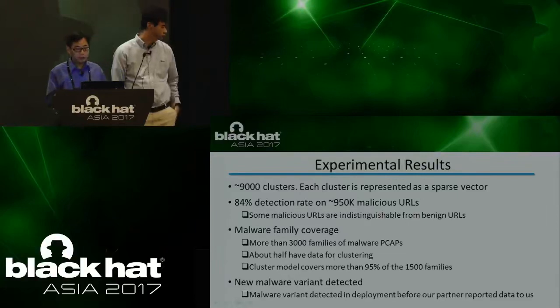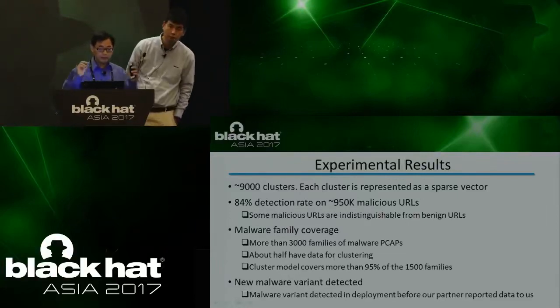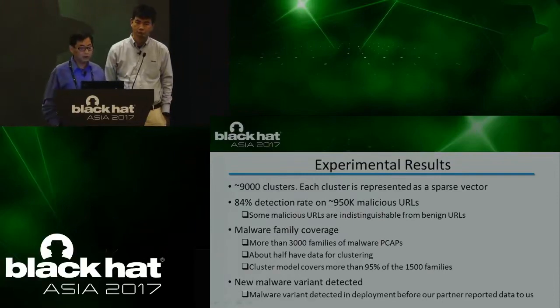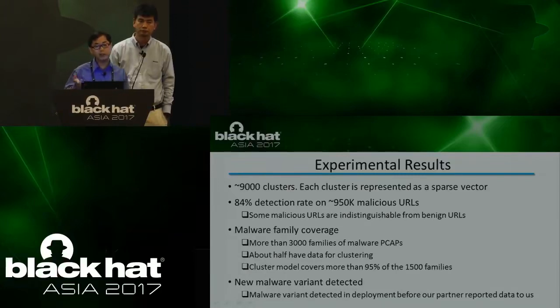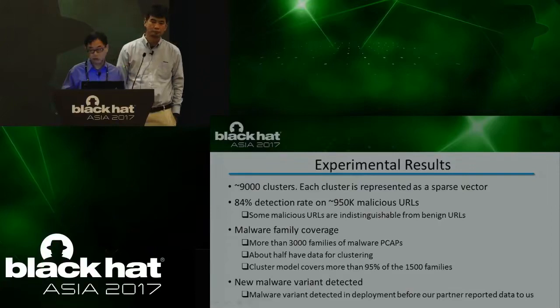Our result is pretty good. For the 9,000 clusters, we can achieve an 84% detection rate on a total of close to 1 million malicious URLs. We couldn't do 100% because some connections just look very similar to the normal ones, and we cannot tell the difference. The malware family coverage is not that good, but based on the information, HTTP has to be within that family. So we cover about 90% of the 1,500 families which have these HTTP connections.